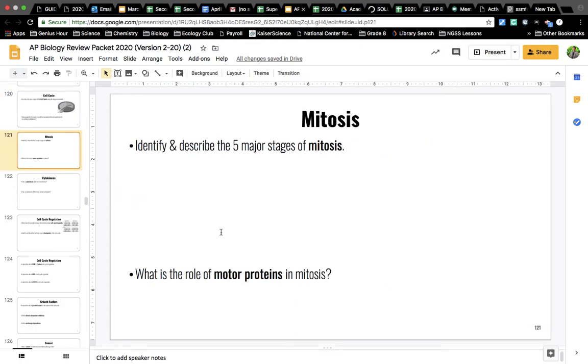Okay, identify the 5 major stages of mitosis. So of course the first stage is interphase. And interphase is determined by the fact that the nucleus and the nuclear envelope are all very distinct. You cannot see the chromosomes at this point. You cannot really see the DNA. At this point, the DNA is tightly wound into very small packages called chromatin.